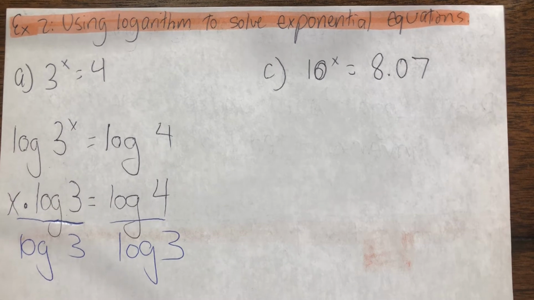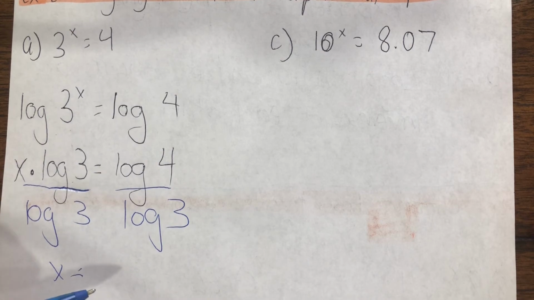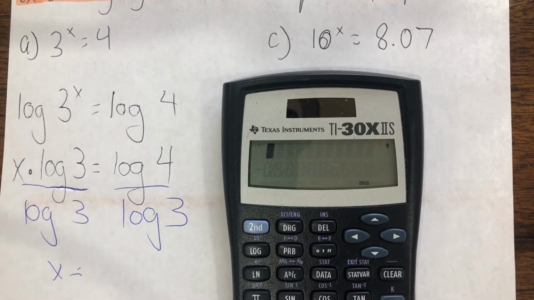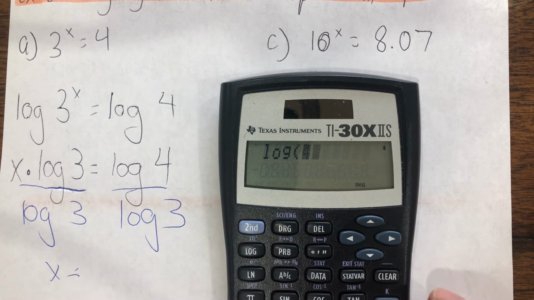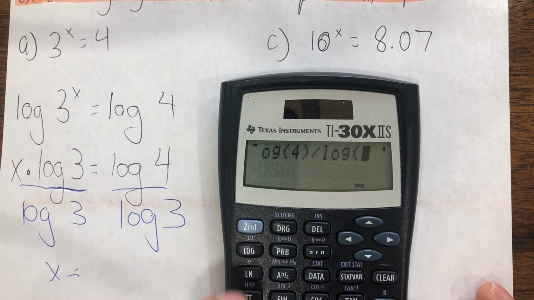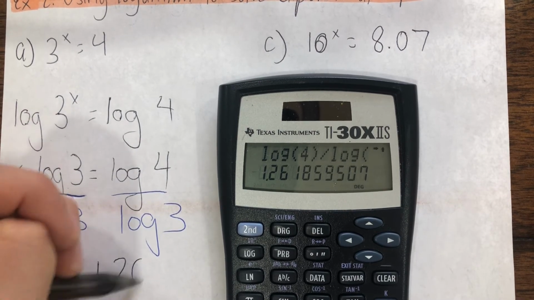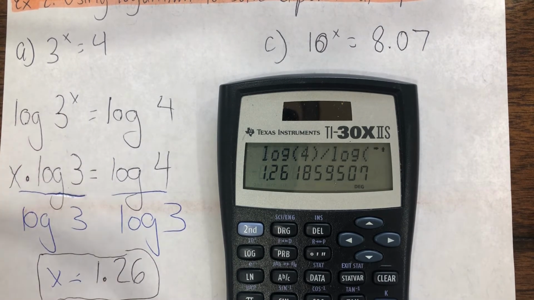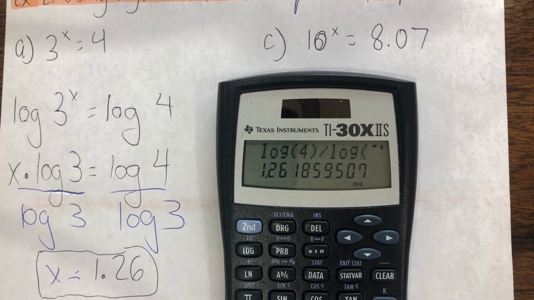So then x is going to equal whatever I get if I divide both of these two. So I'm going to plug this in a calculator. I want you guys to take out a calculator if you don't have one, or use your phone. So you have log of 4 divided by log of 3, and that should give you 1.26. So I'm going to round it to 2 decimal places. So x is going to equal 1.26. All right? So x equals 1.26.